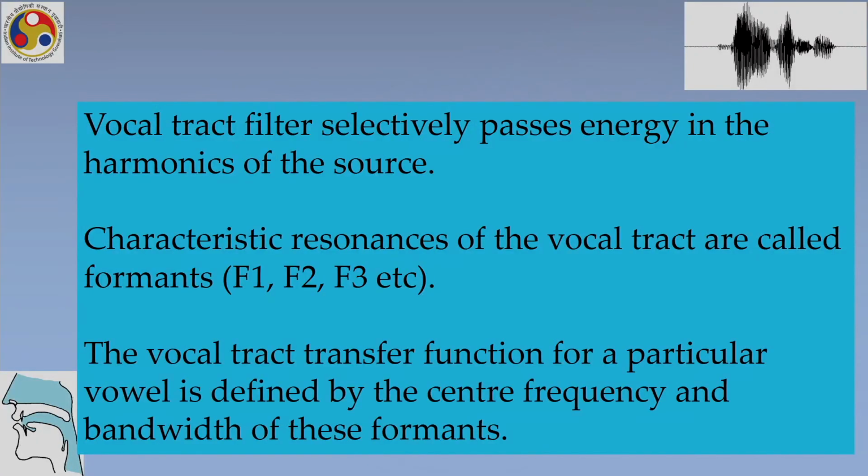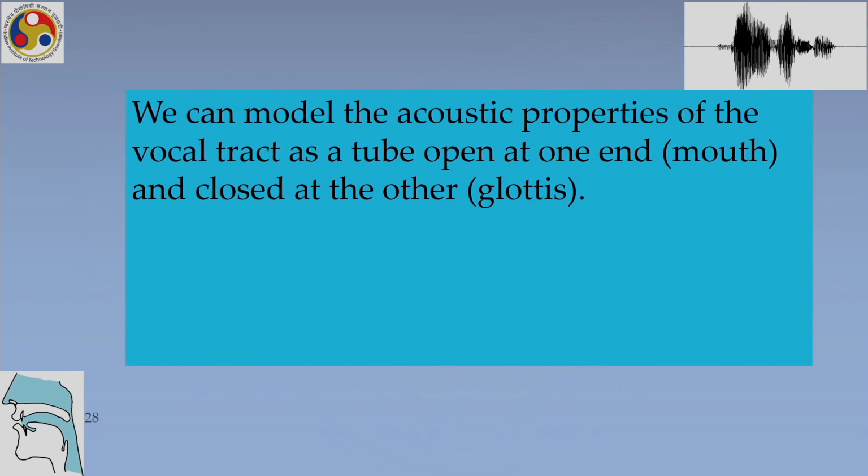So coming back to vowels. As we just said, the vocal tract filter selectively passes the energy, that is the harmonics of the sound source. So characteristic resonances of the vocal tract are called formants, and the vocal tract transfer function for a particular vowel is defined by the center frequency and bandwidth of these formants.